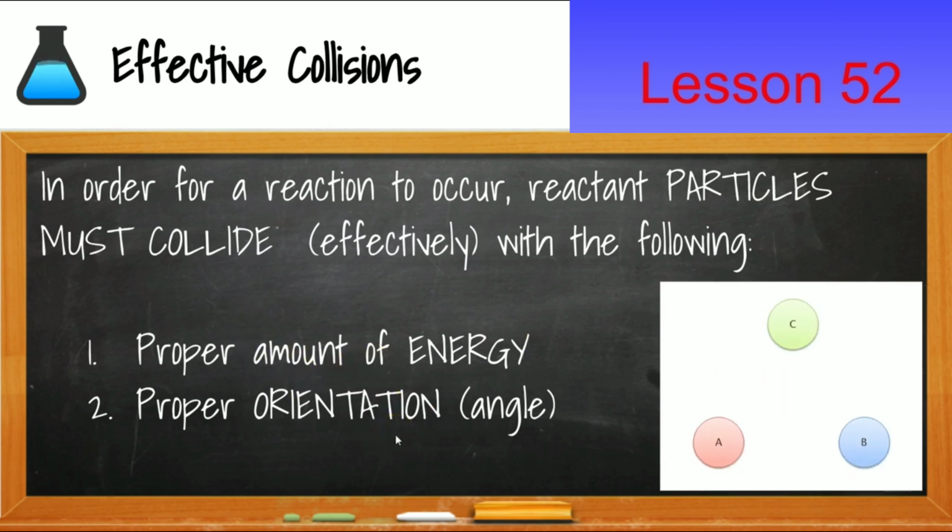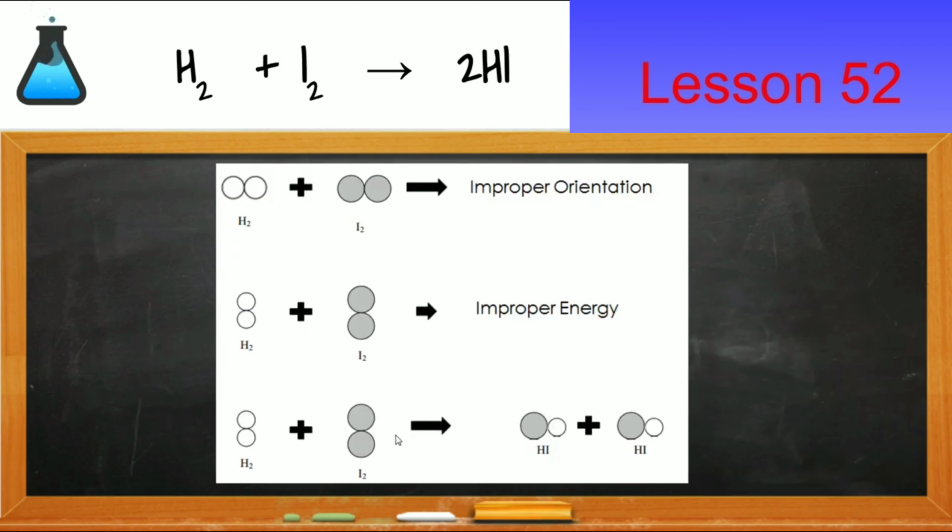So let's look at an example of these conditions with a reaction for the synthesis of hydrogen iodide. In the first setup, we have hydrogen and iodine colliding, but they are not in the proper orientation, so no reaction will occur. The reactant particles have to be stacked differently in order to form the products. In the second example, the reactants are stacked in a proper orientation or arrangement, but if they collide with insufficient energy, again, no reaction will occur.